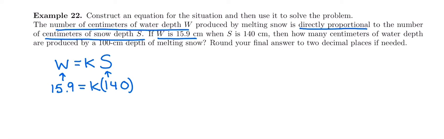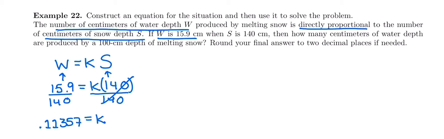So we want to figure out what is their direct constant of proportionality. We're going to divide both sides by 140. It's probably honestly easier to just leave this as a fraction because the decimal keeps going, but we can make it a decimal. We just want to take a bunch of decimal places with us to not round it too much before our final answer. So we have about 0.11357. It keeps going as our K, the constant of proportionality.